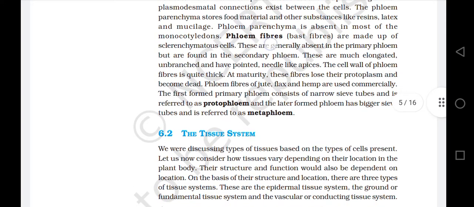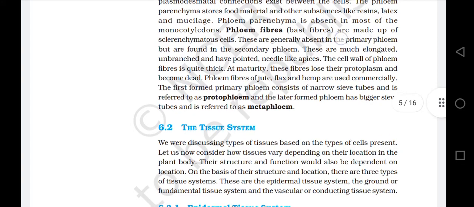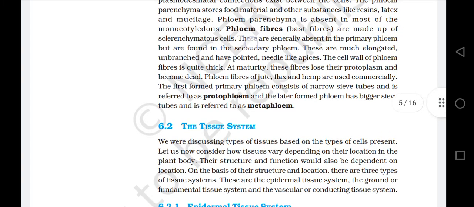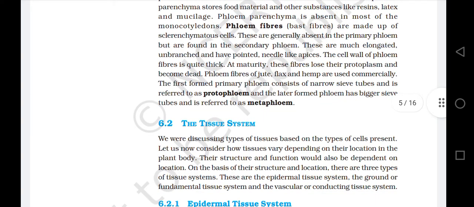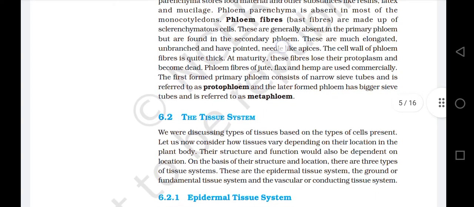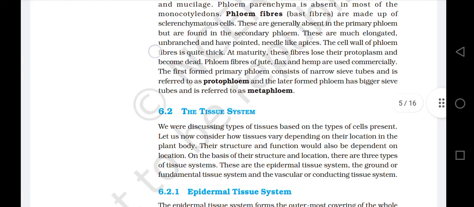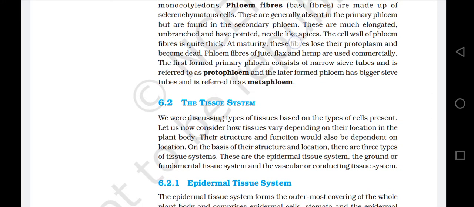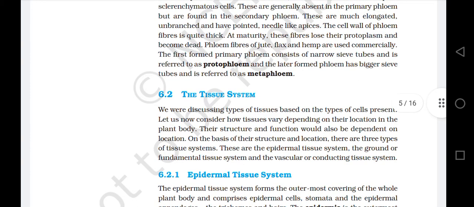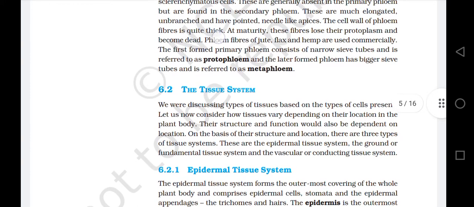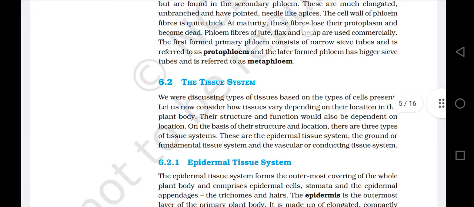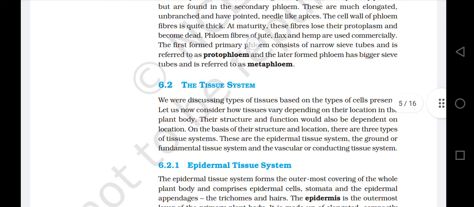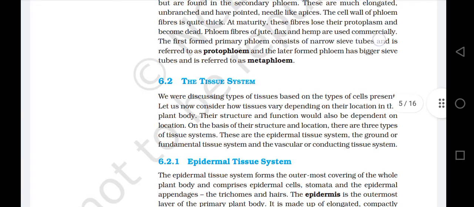Phloem fibers, called bast fibers, are made up of sclerenchymatous cells. These are generally absent in the primary phloem but are found in the secondary phloem. These are much elongated, unbranched, and have pointed, needle-like apices. The cell wall of phloem fiber is quite thick. At maturity, these fibers lose their protoplasm and become dead. Phloem fibers of jute, flax, and hemp are used commercially.